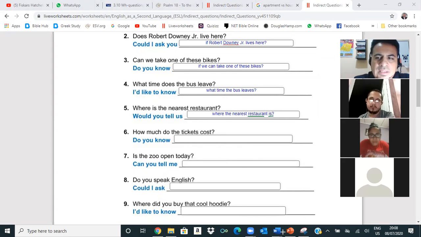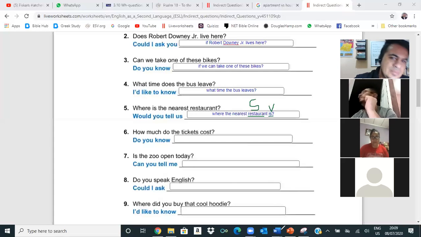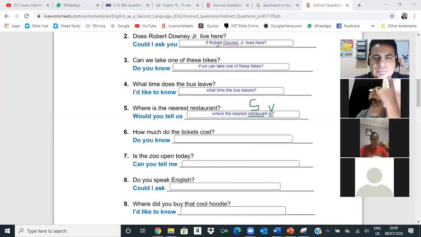So la regla número uno dice, the subject comes before the verb. Okay, el subject y después el verb. Deja ver si puedo escribir aquí. Subject. No, con este no puedo. Let me see. Okay. Subject, restaurant, verb. Okay. ¿Estoy siguiendo esa regla? Sí, porque decía, the subject comes before the verb. Very good. All right.